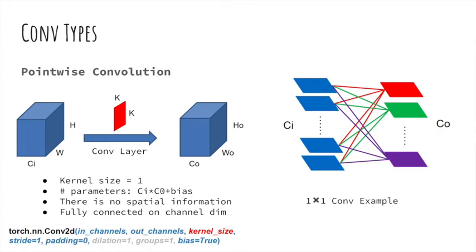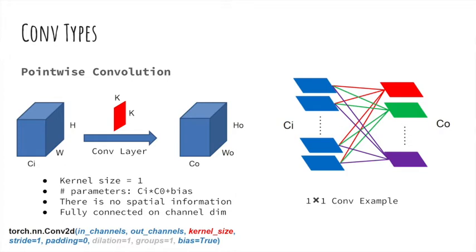Each red line represents a weight. Similarly, each green line, each purple line represents a weight. So in total, there are ci times co weights. So that is the number of parameters, ci times co, and then add bias. And there is no spatial communication because each kernel size equals 1. It gets information of all channels.